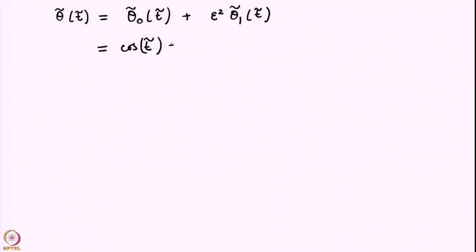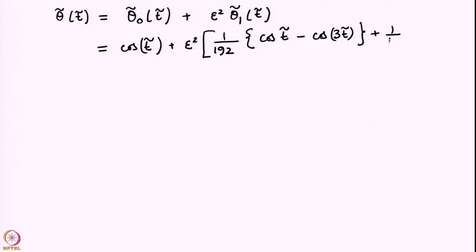So, we have seen that θ̃(t̃) is θ0 plus epsilon square θ1. Theta 0 we have found already is cos t̃, and theta 1 we have just determined to be 1 by 192. So, this is the solution up to order epsilon square. The second term is a nonlinear correction.